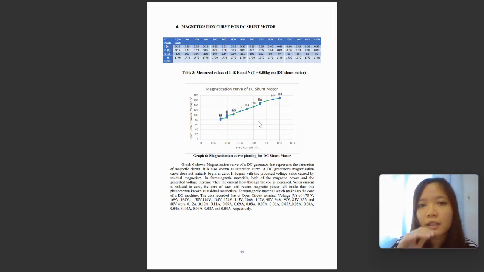D is the magnetization curve for the DC shunt motor. As we know, a DC generator magnetization curve does not initially begin at 0. It will begin with the produced voltage value caused by the residual magnetism.